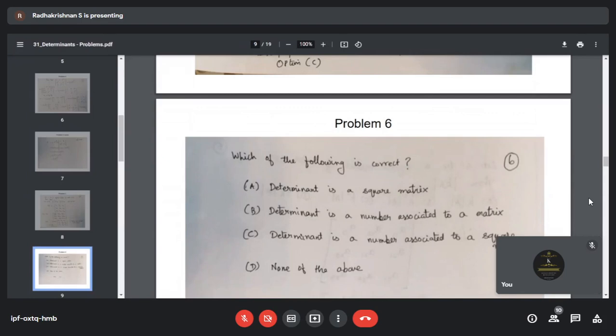So another simple problem, just a conceptual problem. Which of the following is correct? A determinant is a square matrix, or a determinant is a number associated to a matrix, or a determinant is a number associated to a square matrix, or none of the above. Sir, option C. Yeah, option C.